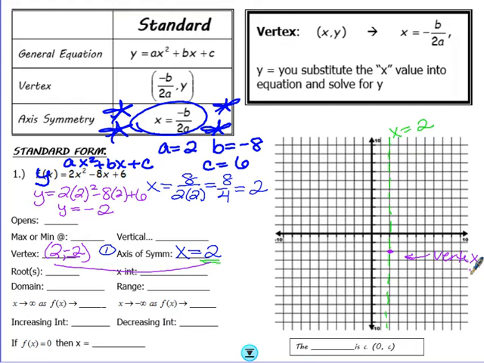From there, we're going to use our table from our parent graph. So 0, 0, 1, 1, 2, 4. And we know a is 2, so we're going to go ahead and multiply our y's by 2. Starting at your vertex, we're going to go ahead and plot the 1, 2, so go to the right 1, up 2. Go to the right 2, up 8. Then we can reflect those points and sketch our quadratic.